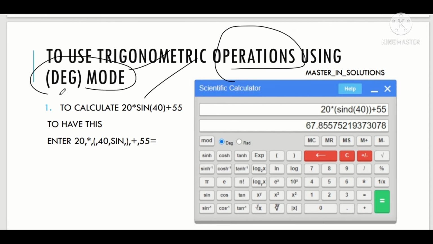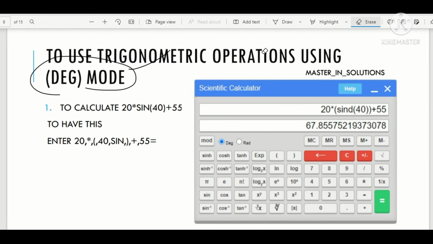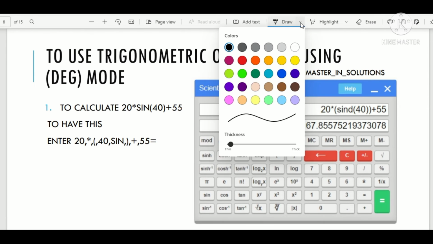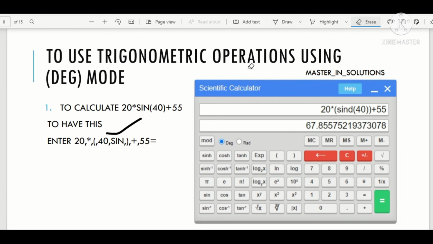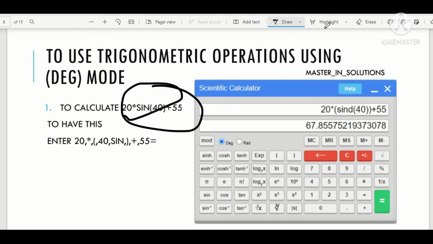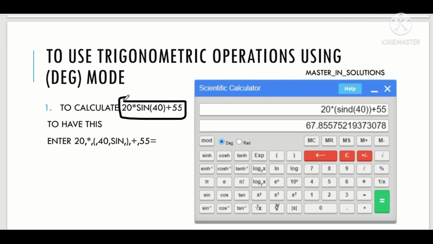This is degree mode, that implies all the values we are going to have in these. And next, one more thing, here we are going to have this value, 20 sine 40 plus 55. How do we have to enter this? We don't know how to enter this 20 sine 40 plus 55.